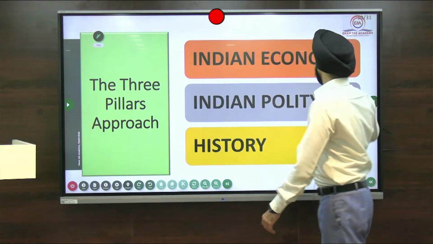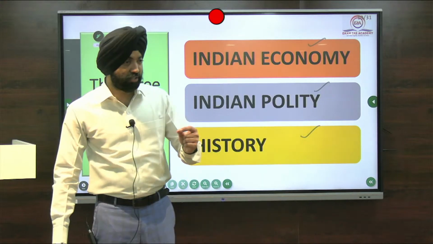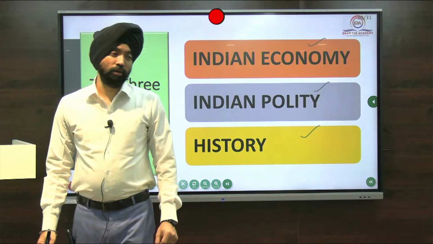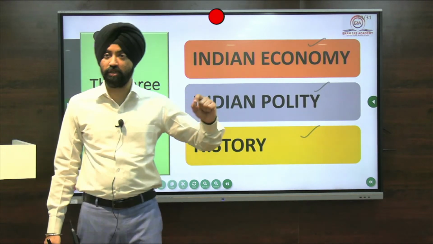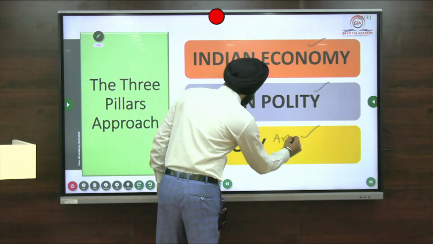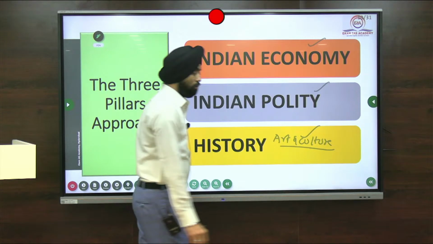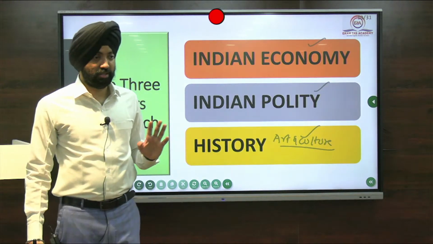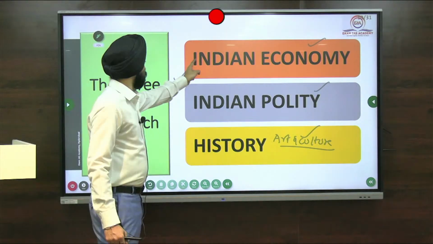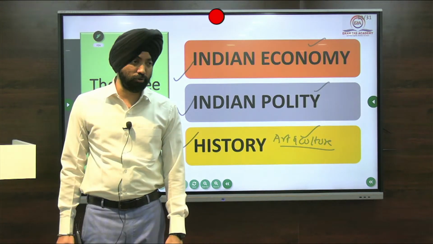The 3 pillars of UPSC. Nobody can pass UPSC if they are weak in either of these 3 pillars: Indian economy, polity and your history. And in history, the basic pillars are ancient, medieval, modern, and art and culture. These three pillars constitute the pillars of UPSC. So if you want to pass UPSC in the first attempt, it is not possible without expertise in all these three subjects. So you have to master these three subjects.